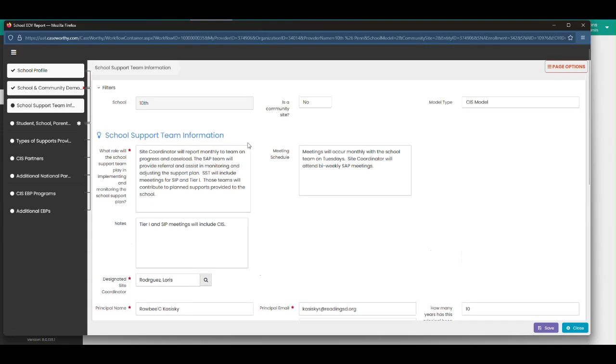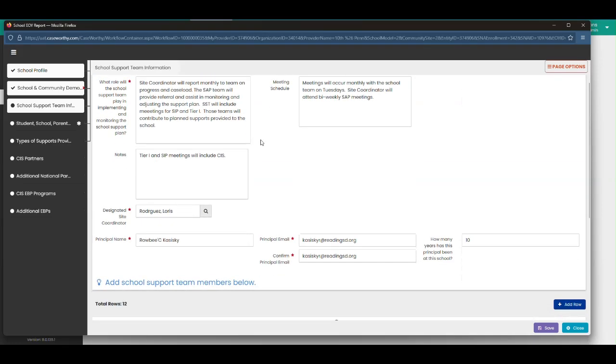Again, information pulled from your needs assessment, so your description about your site coordinator, your case management strategy, and your support team. Please make sure your principal name is accurate. Again, if there's been any changes, we can update that. And then for your designated site coordinator, it should be you. All right, if you're filling this out, you should be the designated site coordinator.